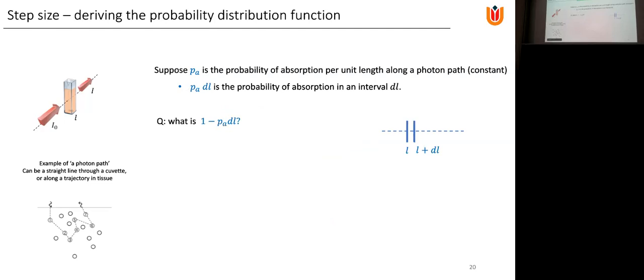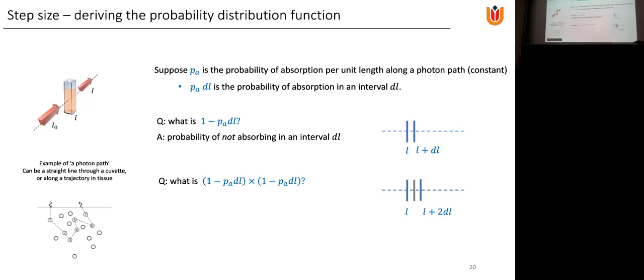So PA times dl was the probability of absorption in an interval dl. What is then 1 minus PA times dl? Yeah, that's it. That's that simple. Because it either absorbs or doesn't in this case. So 1 minus PA dl is the probability of not absorbing.